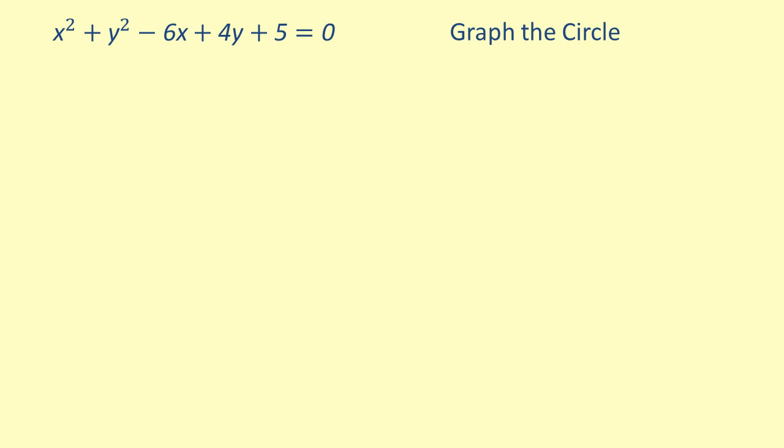The first thing we want to do is rewrite the equation in standard form. To do so, move the constant to the right side by subtracting 5 from both sides, and then group the remaining terms on the left by variable. Next, we complete the square inside each set of parentheses.